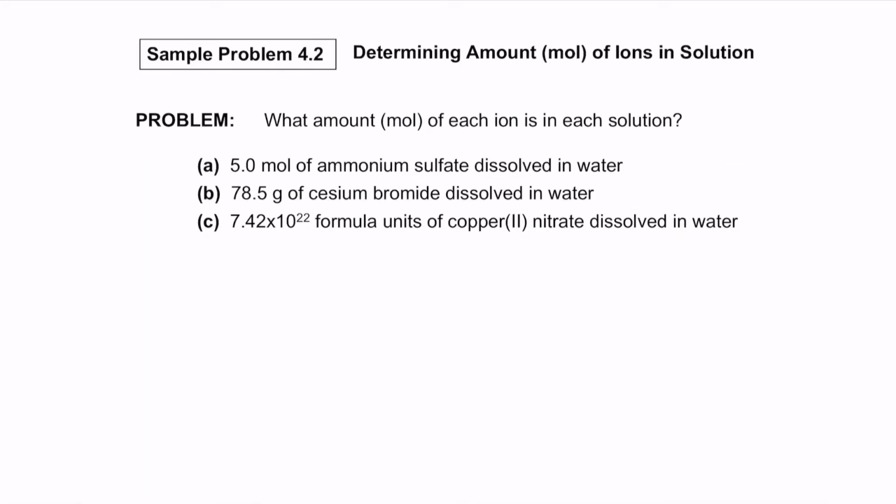So let's try another problem. Here we have what amount or mole of each ion is present in each solution. So let's start with the first one, A. They are asking about 5 moles of ammonium sulfate.